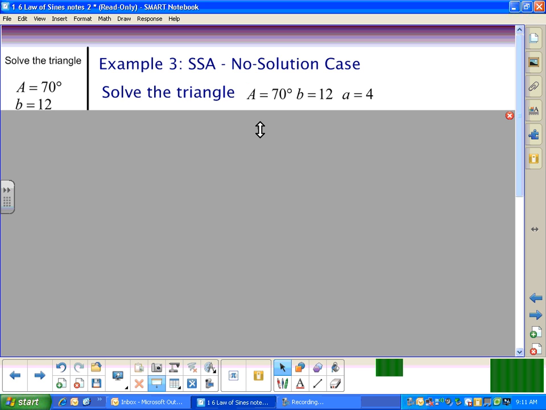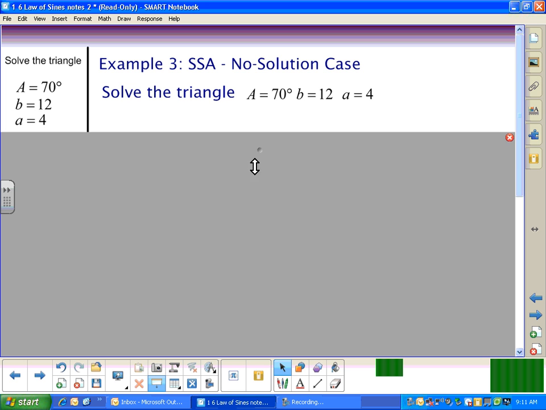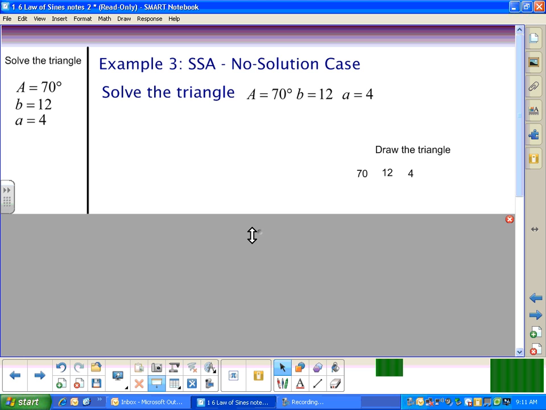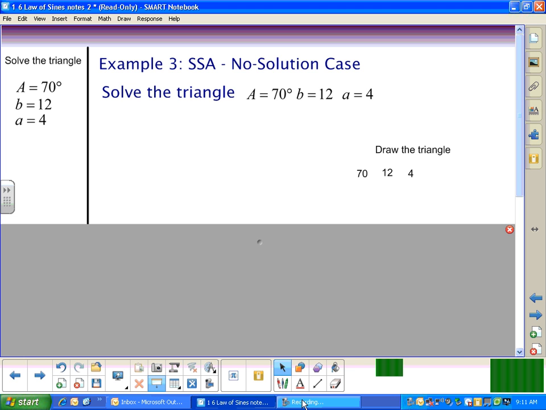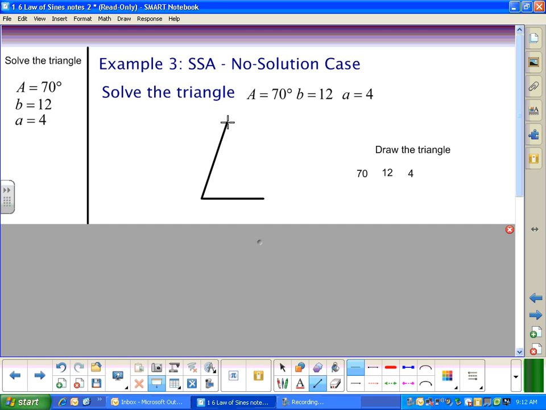Let's solve the triangle when we know that angle A is 70 degrees, side B is 12, and side A is 4. So again, of course, the very first thing we're going to do is draw a picture. I'm going to try to construct my triangle so that it looks like it has about a 70-degree angle. That's pretty big. Not quite 90, more than 45, so somewhere in here. It's a pretty big angle.